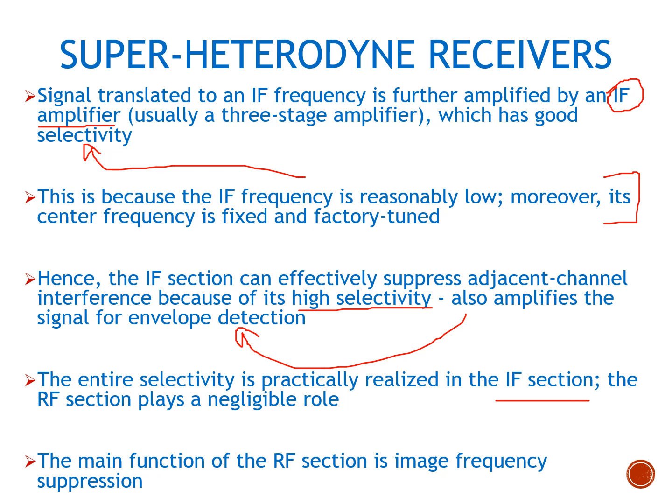So the entire selectivity is practically realized in the IF section. The RF section plays a negligible role. So the selectivity is performed mainly in the IF section. The main function of the RF section is just to reject the image frequency. We'll discuss in the coming slides what an image frequency is, but this is the main purpose of the RF section, that is at the input.